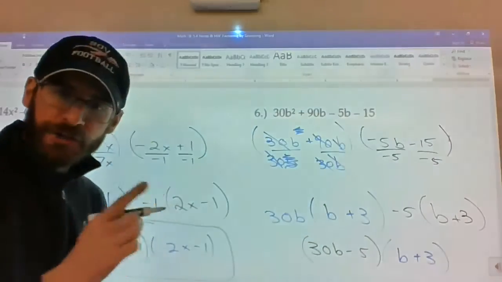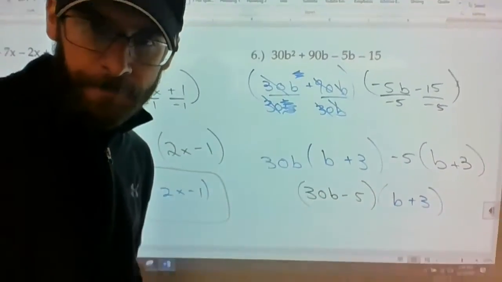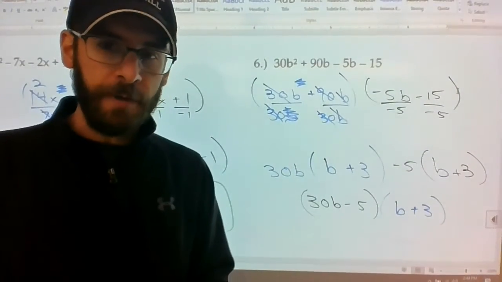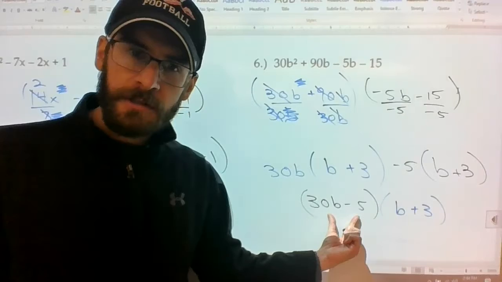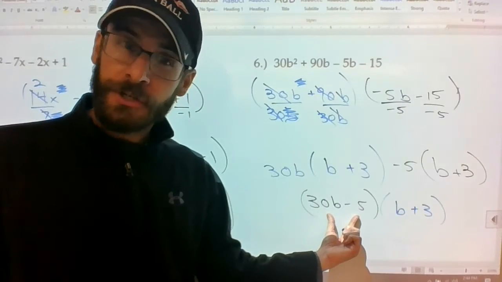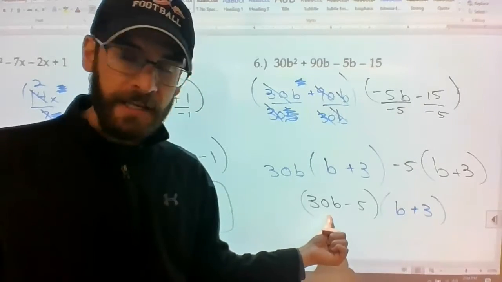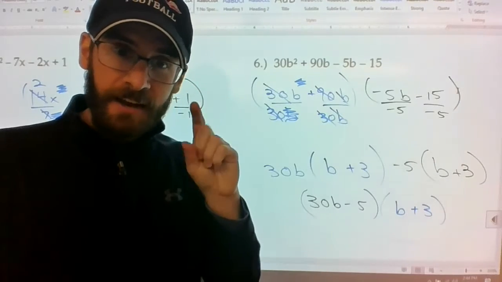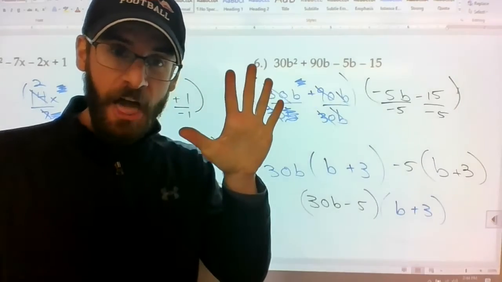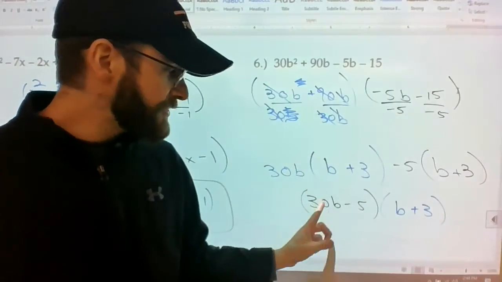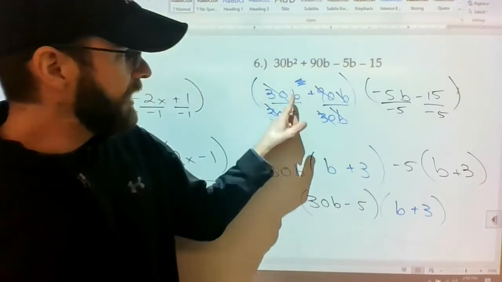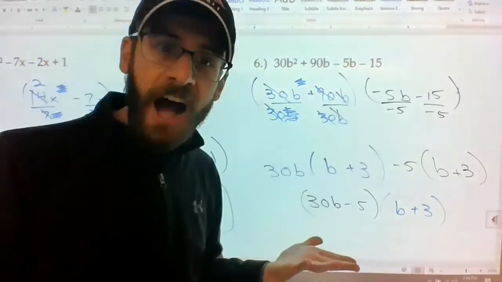Now here's one new thing that you need to be on the lookout for. I had 4 terms and I did factor by grouping. But look at this first factor here. Do you notice anything? 30b, 5, 30, 5, 5, 10, 15, 20, 25, 30. Technically you had a greatest common factor at the very beginning of this problem of 5.